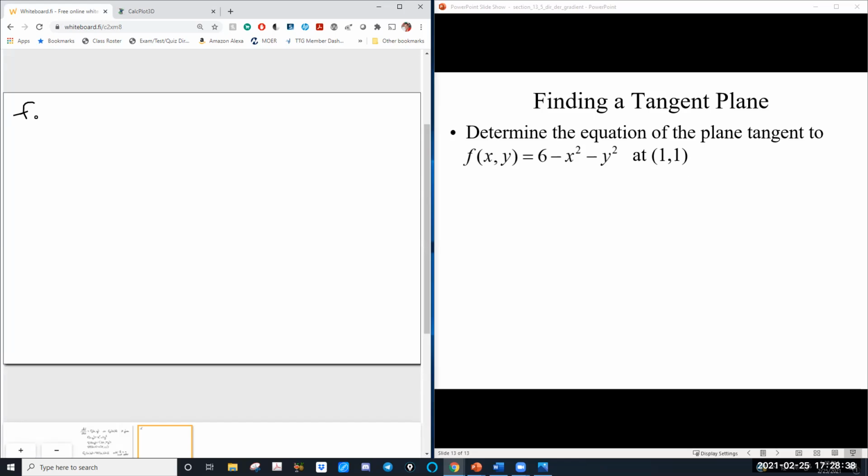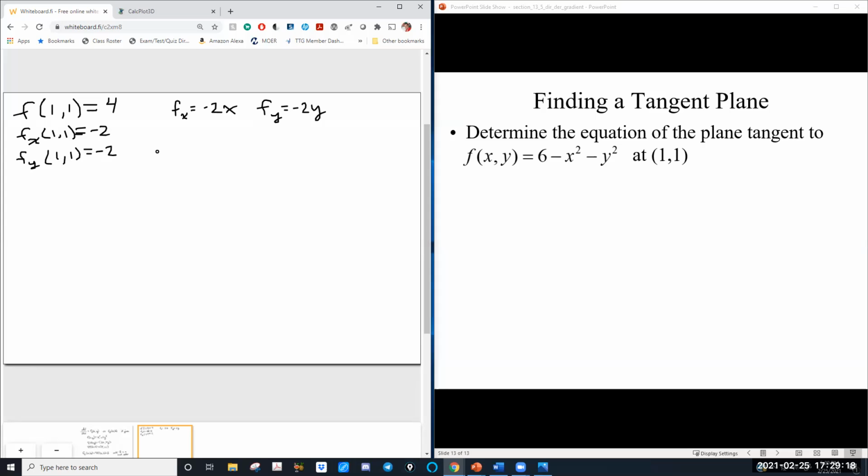So first off, we're going to need f at 1, 1, which is 6 minus 1 minus 1. You guys can obviously double check my math on this one, just in case I make any errors. We're going to need our 2 partials. Well, let's put them here. F sub x is easy on this one, negative 2x. F sub y is negative 2y. So f sub x at 1, 1 is negative 2. F sub y at 1, 1 is also negative 2.